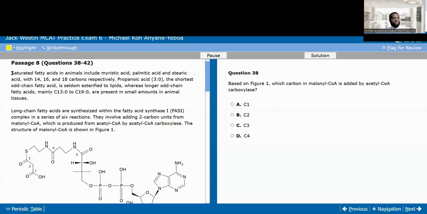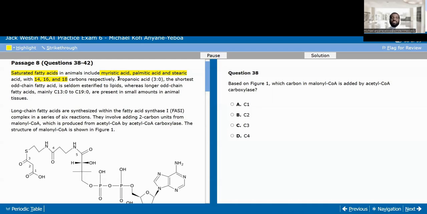Saturated fatty acids. This is a new noun, saturated fatty acids in animals include these. You could highlight them with their respective numbers. Personally, once I have highlighted saturated fatty acids, I know what I'm going in for. I know where to find them. But hey, let's say we highlighted them, okay? So we highlighted the names and the number of carbons respectively.